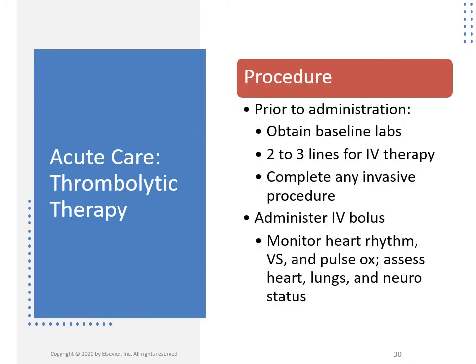Each hospital has a protocol for giving thrombolytic therapy, but two steps are: one, draw blood to obtain baseline lab values, and two, start 2 to 3 lines for IV therapy. Perform all other invasive procedures before giving the thrombolytic agent to reduce the risk of bleeding. Depending on the type of drug that's selected, the therapy is given as 1 IV bolus or over time, like 30 to 90 minutes. Note the time at which the therapy begins and monitor the patient during and after the thrombolytic. Assess heart rate, vital signs, and pulse oximetry. Assess the heart and lungs often to evaluate the patient's response to the therapy. Regularly assess for neurological changes that might indicate cerebral bleeding.